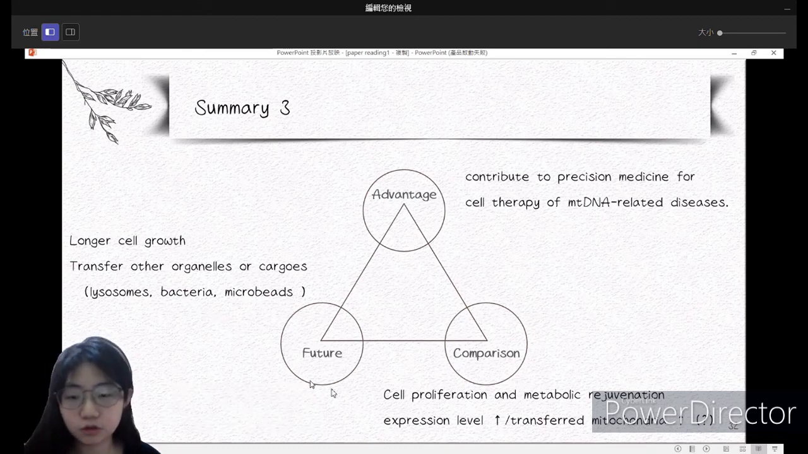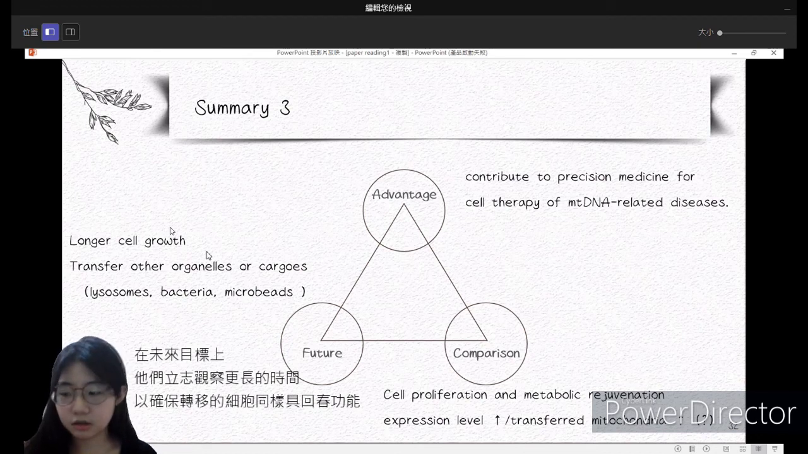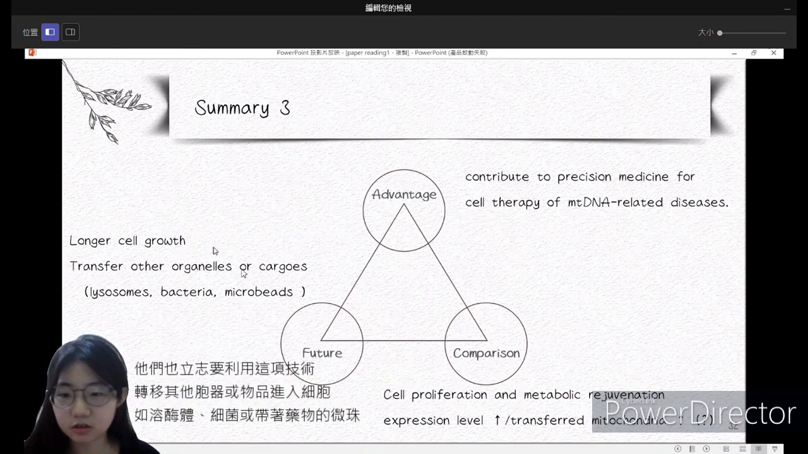And in future, they aim to observe longer cell growth to check if in a longer time the efficiency is always good. And they aim to transfer other organelles or cargoes inside the cells, such as lysosomes, bacteria, or other microbes with medicine.